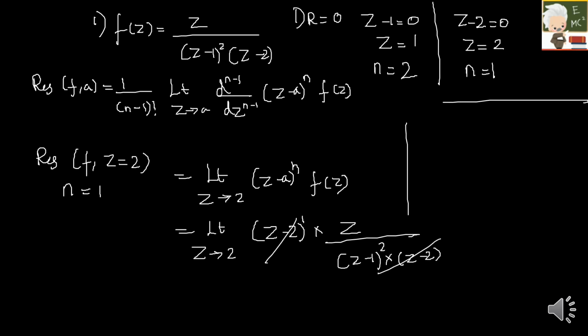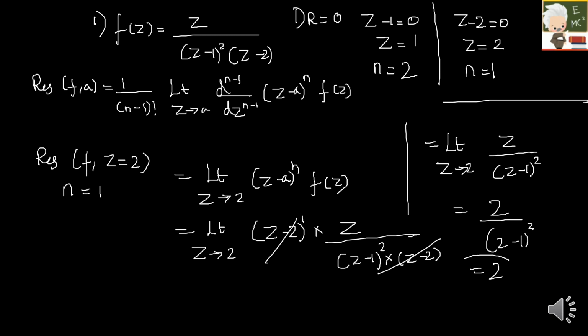So what you have is limit z tends to 2 of z by (z minus 1) the whole square. You have to just substitute, which would be 2 by (2 minus 1) the whole square. So your answer is 2. So for the pole of order 1, your residue was 2. So this is how we do it. Let me solve two more problems again so that you will still be able to understand it clearly.